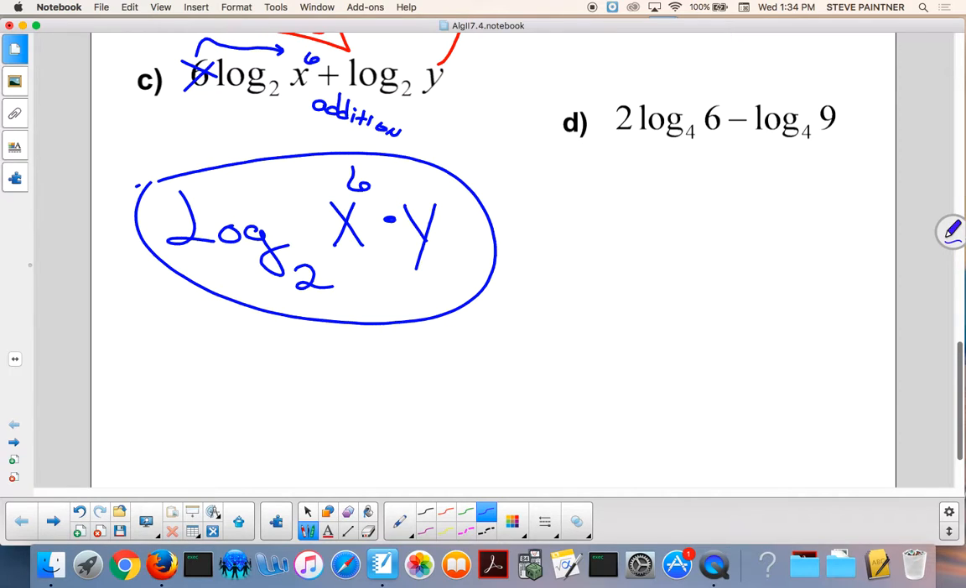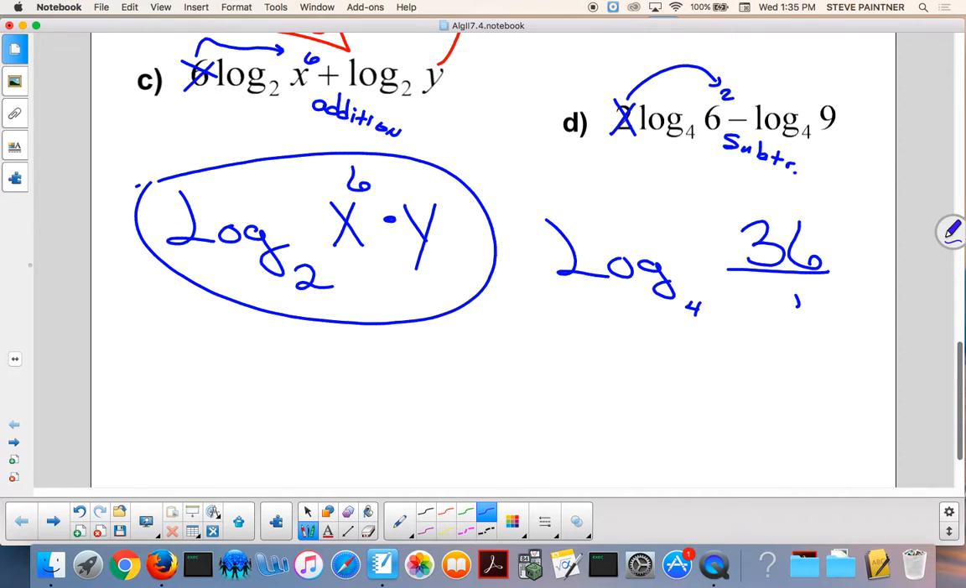Right off the bat, what do you think I'm going to start with? The 2. Yeah, that 2. Let's get that 2 out of the front. Put it where? Above the 6. So it really says log of 6 squared, base 4. Now I'm looking, oh, there's a subtraction sign here, so what am I going to do? Divide, turn it into division. This divided by what? What's on top? Instead of saying x squared, can you just write 36? Yes, I will. So you'd write 36 over 9, which is 4.